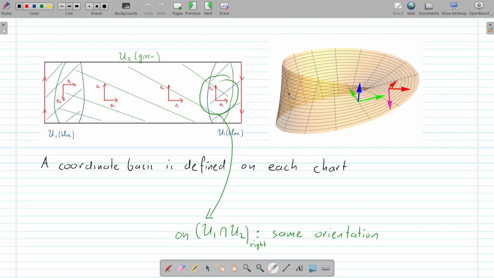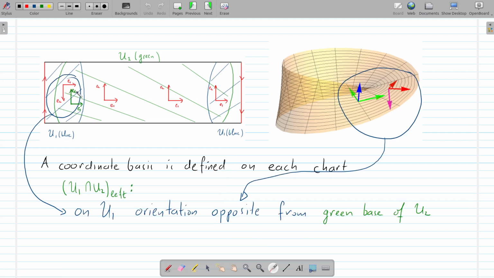So as you can see, the orientation between the two coordinate systems is consistent on the intersection on the right-hand side, but it is inconsistent on the left-hand side. So if you take the basis defined on U2 and you move it around, then at any point on the left here it has vectors pointing in this direction and that direction.